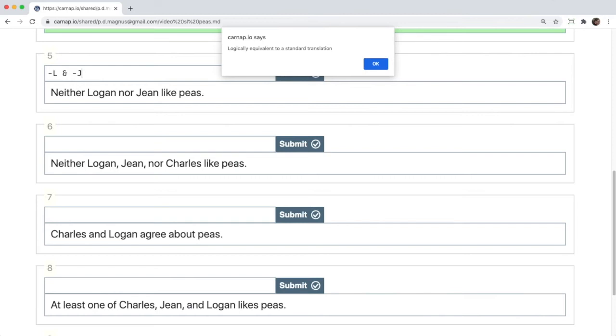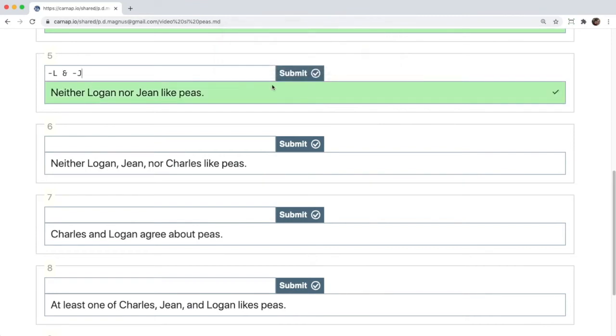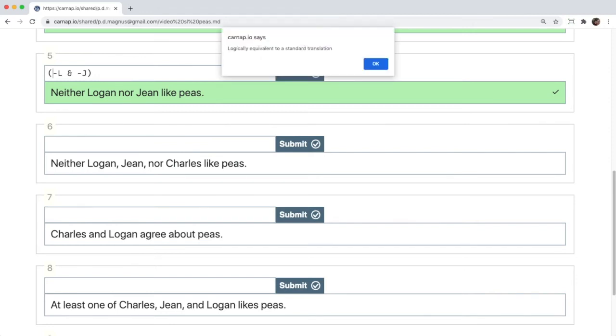For any of these problems, there are multiple possible answers. And provided what you've written is logically equivalent to a standard translation, it's a right answer. It's a way of translating that sentence. And this is a perfectly good one. When you have a neither nor sentence, you can translate that as not the first one and also not the second one. Notice I didn't write in parentheses, but I could have done. And if I did, they'd go around the whole thing. Carnap's still happy with that.